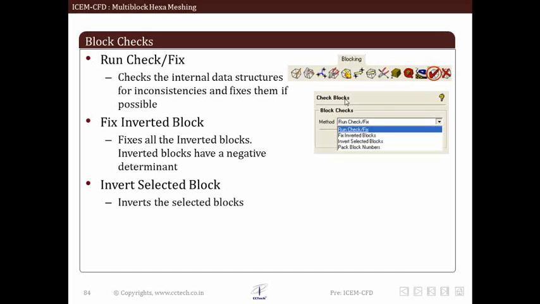Now we will see the block check option. The block checks option allows us to check blocks. Sometimes, even after proper association of blocks and a good quality premesh, the resulting mesh is unable to be read in the solver. In such cases, it is recommended to check blocks. There are different methods available for checking or fixing blocks. The run check or fix checks internal data structure for inconsistencies and fixes them if possible. Fix inverted blocks fixes all inverted blocks. Inverted blocks have a negative determinant. Invert selected block method inverts only the selected blocks.